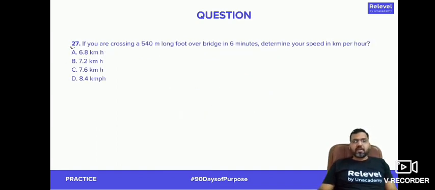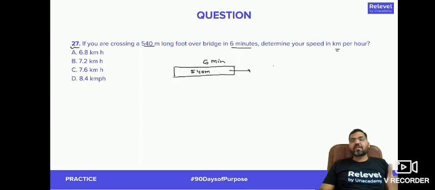Question number 27. If you cross a 540-meter long foot over a bridge in 6 minutes, determine your speed. Quite an easy question, right? 540-meter long foot over a bridge. This is the length. And this whole distance is traveled in 6 minutes. We are supposed to find out the speed in kilometer per hour. A distance of 540 in 6 minutes has been traveled.